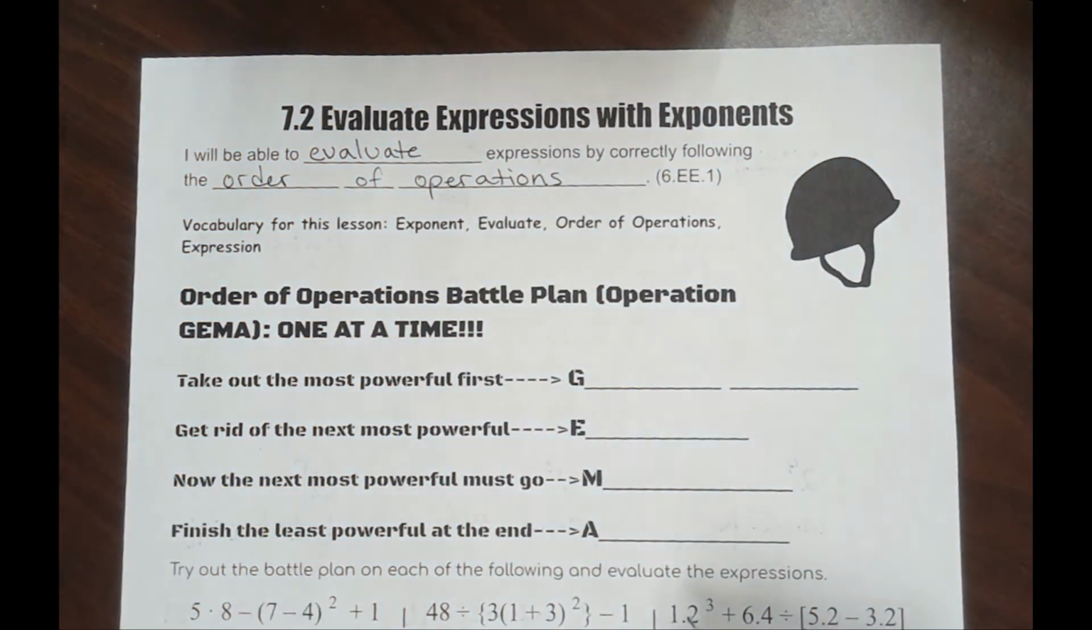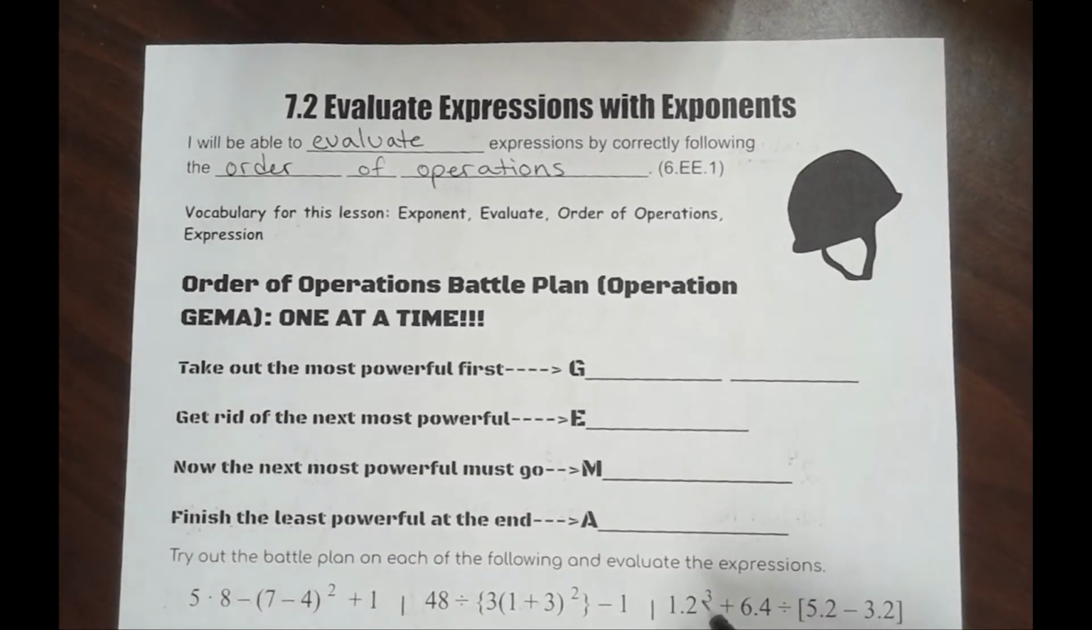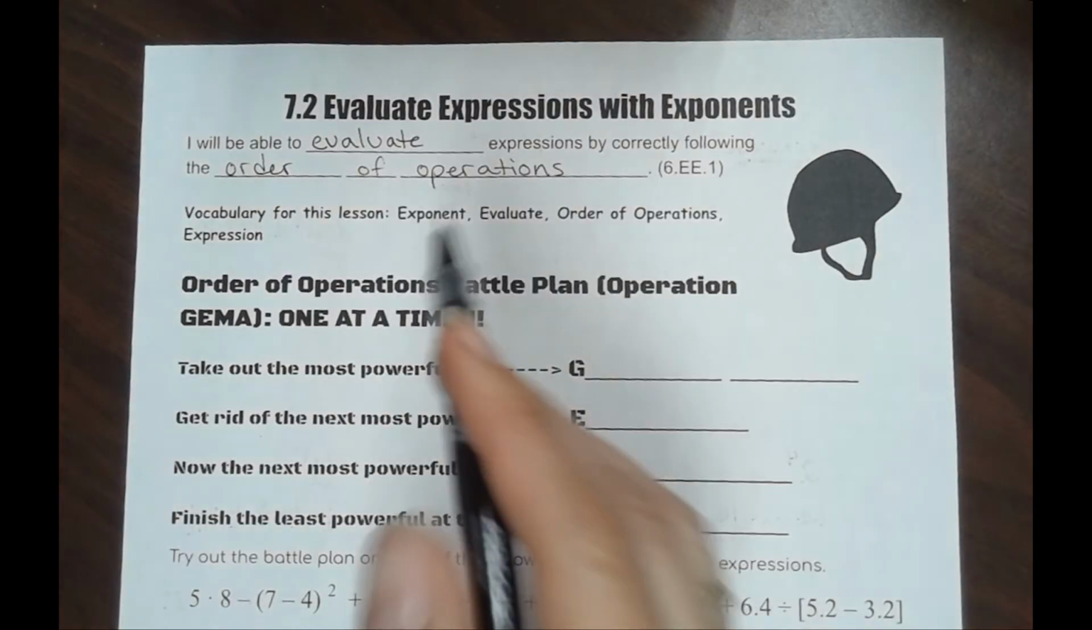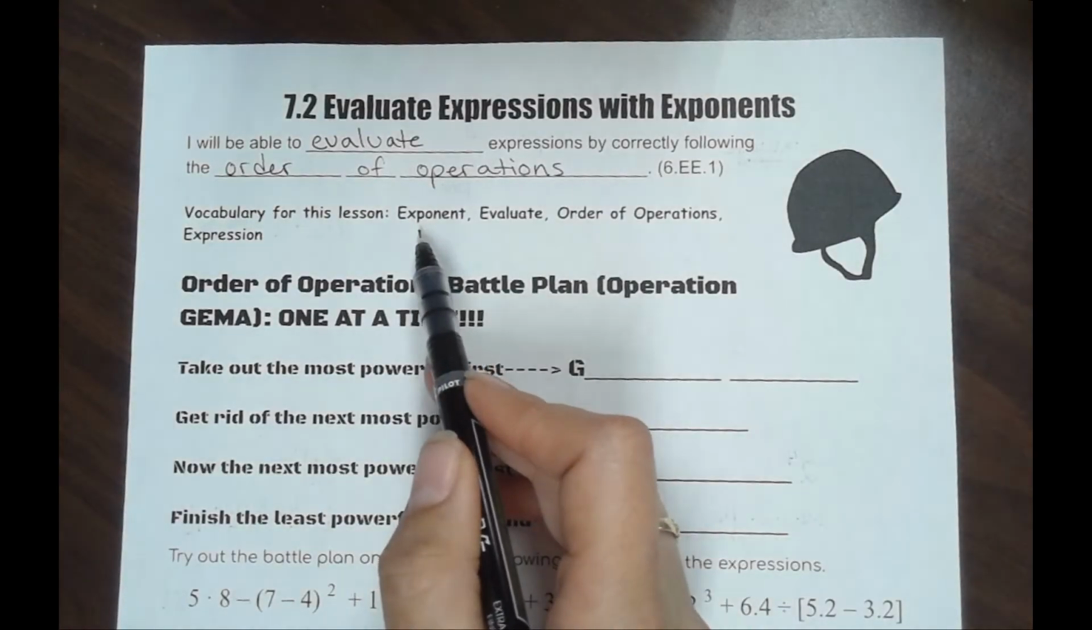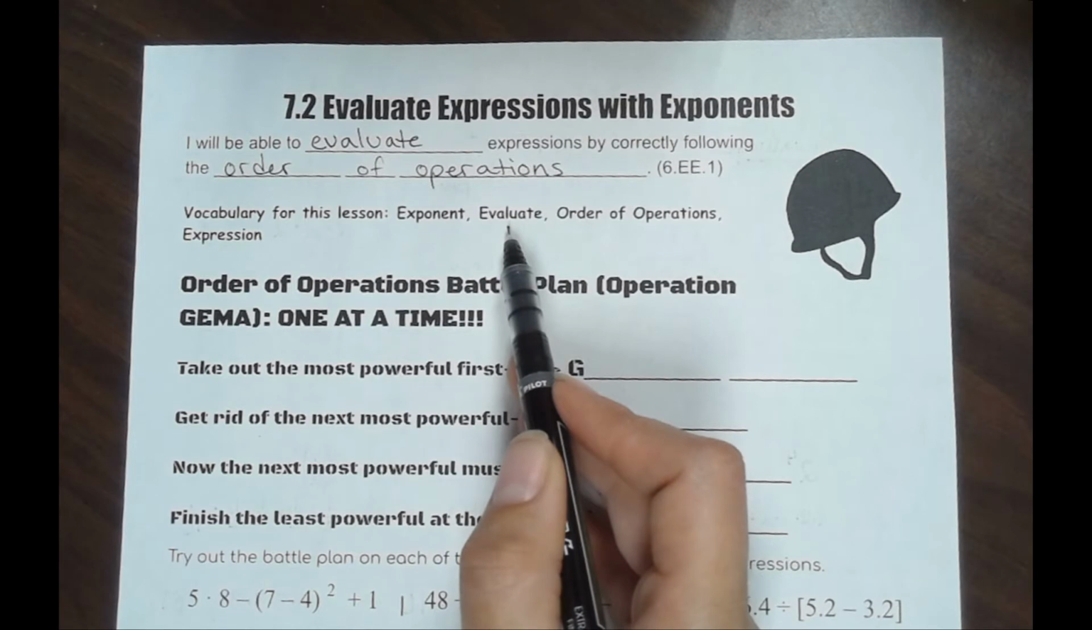Okay, we're going to discuss some new vocabulary for this lesson, so you need to pull out page 96, the chapter 7 vocabulary page. We're going to be filling out a couple things on there. Exponent, we've already talked about. That's when we have a base number being multiplied by itself multiple times. Evaluate means to find the value of something.